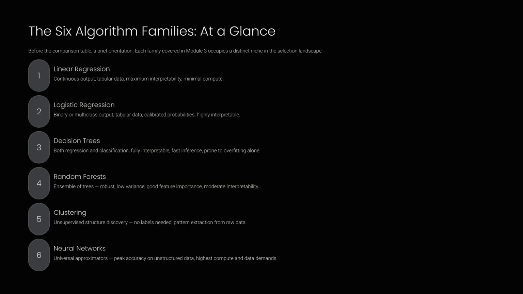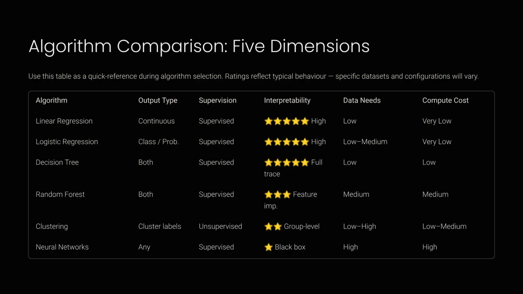Let's review the 6 algorithm families. Each family occupies a distinct niche, including linear regression, logistic regression, decision trees, random forests, clustering, and neural networks. This table compares the algorithms across 5 dimensions: output type, supervision, interpretability, data needs, and compute cost. Use it as a quick reference guide during algorithm selection.